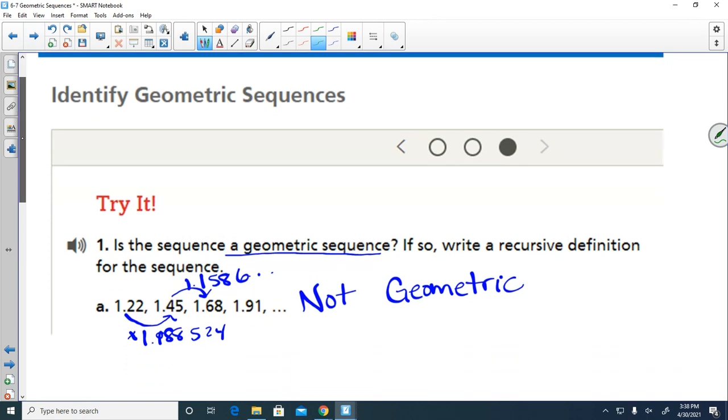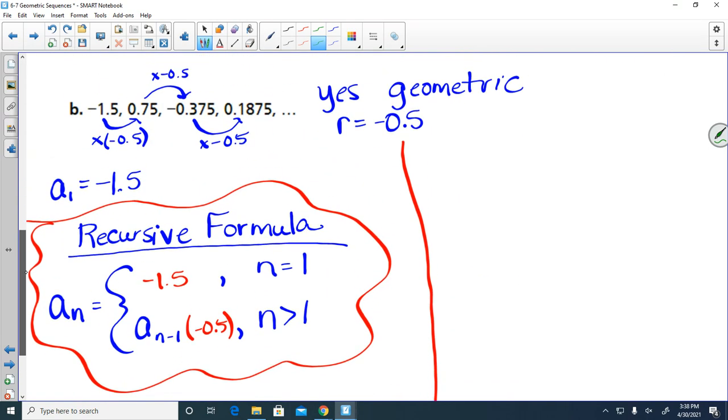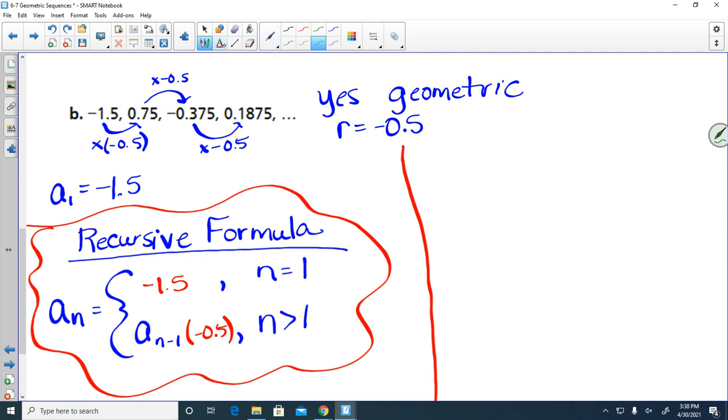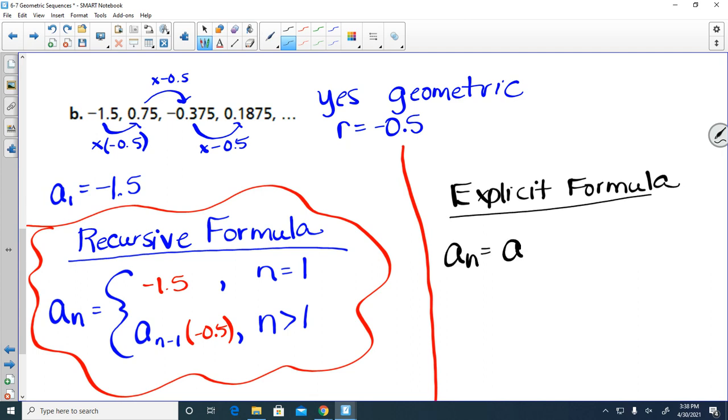So let's go ahead and try to do that with this one. So my explicit definition or explicit formula, I'm going to copy down that formula. A sub n equals A1 times R to the n minus 1. For any term I want, I'll take the first term, negative 1.5, times the common ratio, negative 0.5, and I'll raise it to the n, whatever n is, minus 1.